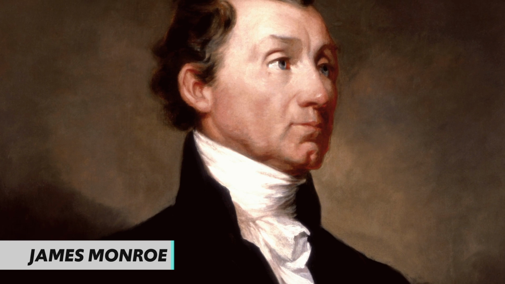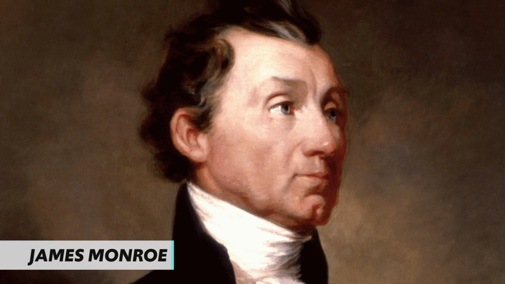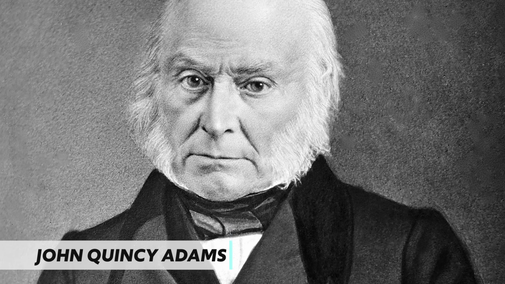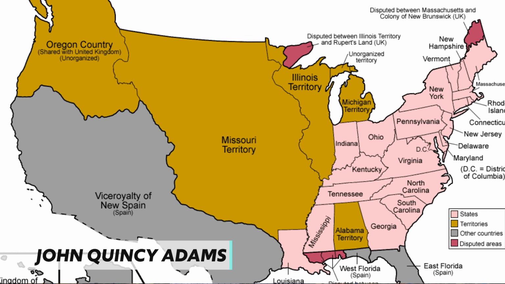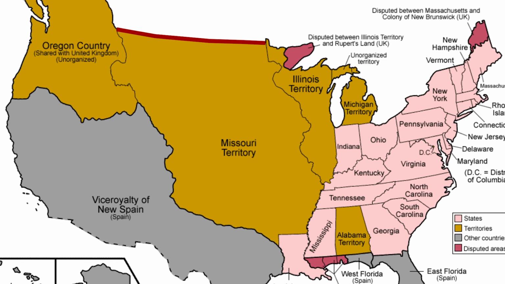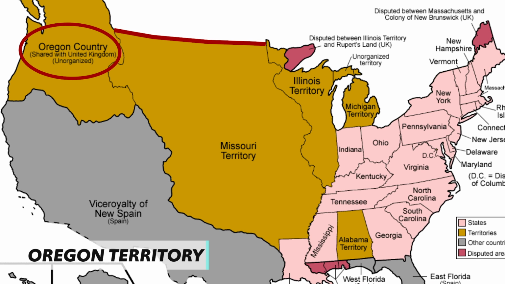So as James Monroe took the presidential office in 1817, he sought to do something about that. So he sent John Quincy Adams to London to settle some lingering territorial claims. He ended up negotiating a treaty which established the border between the US and Canada right along the 49th parallel. Additionally, it established a joint US-British occupation of the disputed Oregon Territory for the next 10 years.